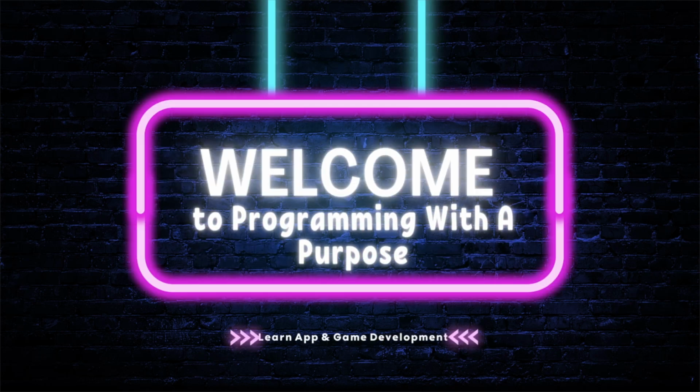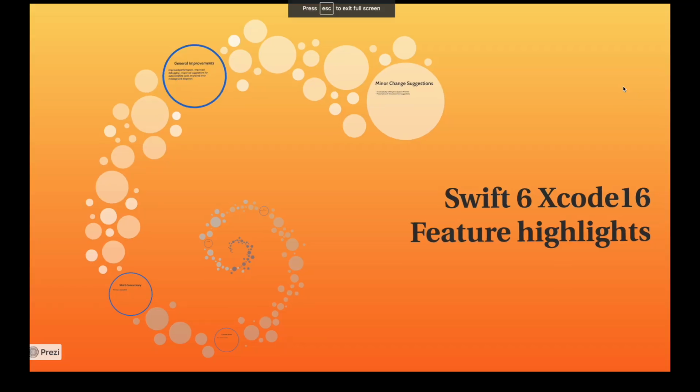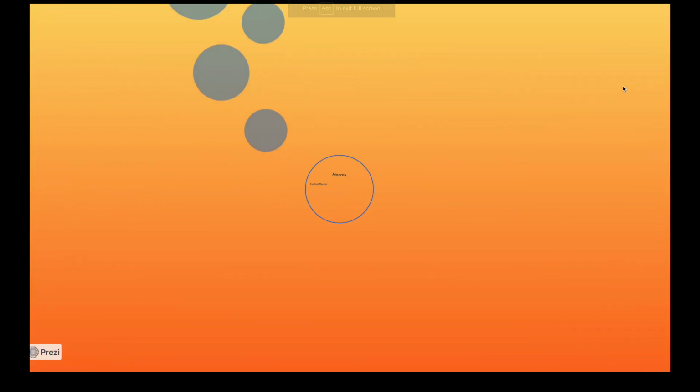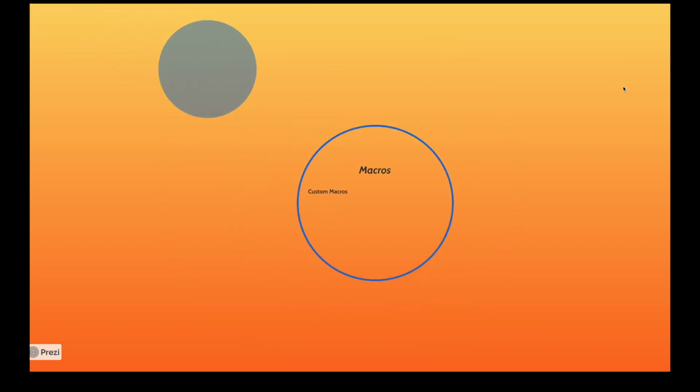So today I'll be discussing some of the important features that are going to be added in Swift 6 and Xcode 16, and some of the updates related to WWDC24. So the first thing is custom macros, or user-defined macros, that can now be passed as an argument, which was previously not available but only available for the built-in macros.